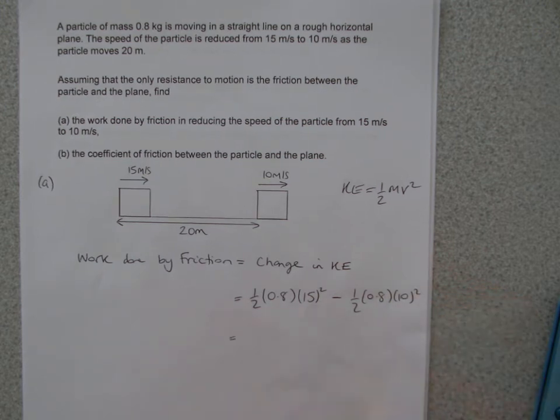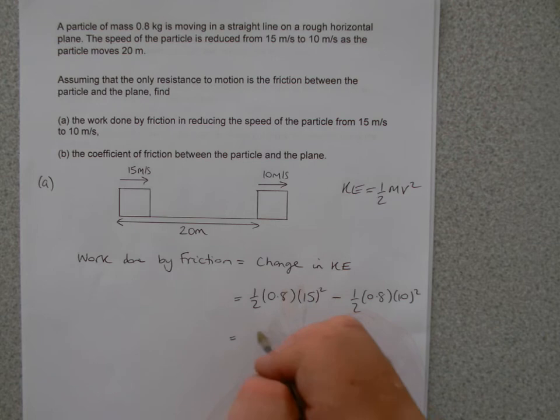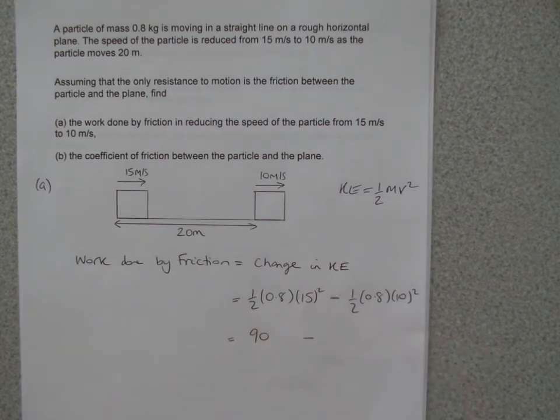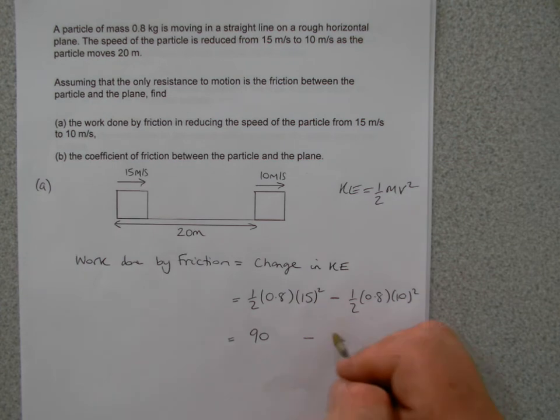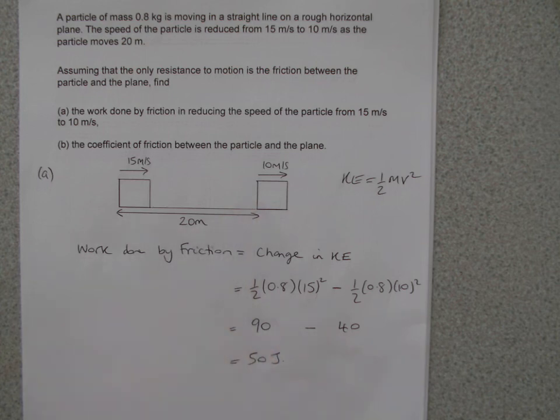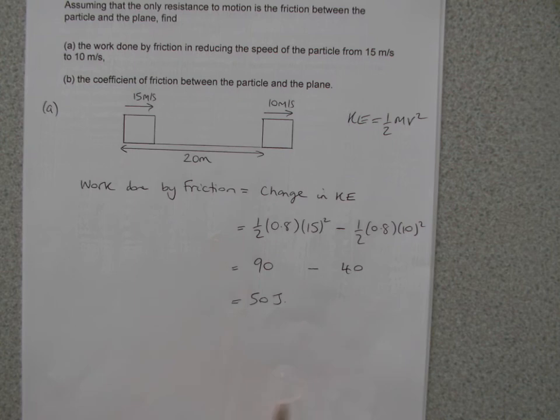Okay, so we get our calculator. Let's work out the energy at the beginning. We got 90 joules of energy there at the beginning, and at the end we had 40 joules of energy. So it's lost 50 joules of kinetic energy, due to the loss in speed. So the work that's been done by friction is 50 joules. That's the work that's been performed there to slow this particle down.